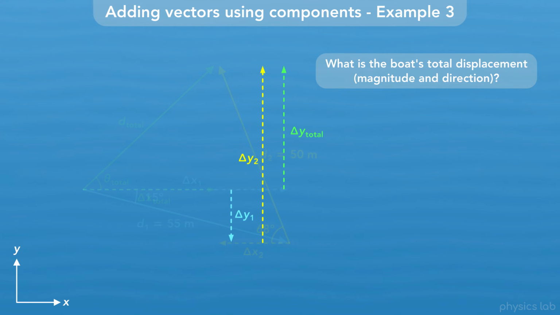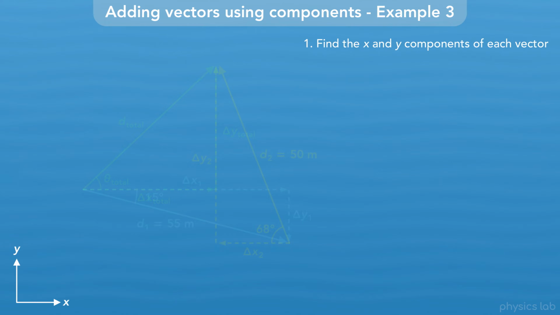And we still add delta y1 plus delta y2 to get delta y total. These might look confusing because they're in different directions, but we'll explain that as we work through the example. So first we need to find the components of d1 and d2. Let's start with d1. Now that we're dealing with negative components, there's two ways we can do this, which we talked about in a previous video.